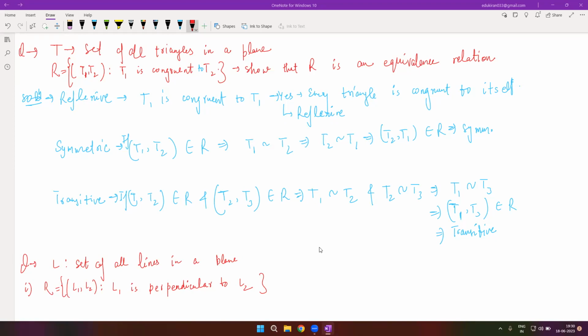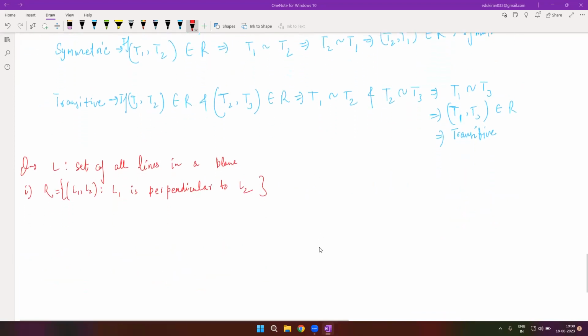Okay, so let's check for the reflexivity first. For reflexive, L1 is perpendicular to L1. Is it true? No, sir. So not reflexive. Can we solve them directly now? No, you don't need to write so much. But we do have to write in the exam. You have to show that L1 is not perpendicular to L1. A line is not perpendicular to itself. You have to write it like that.